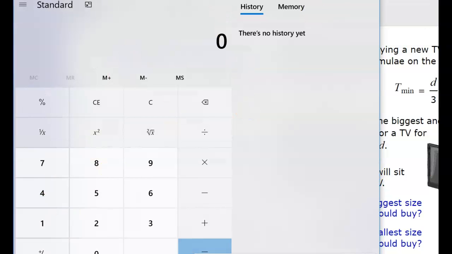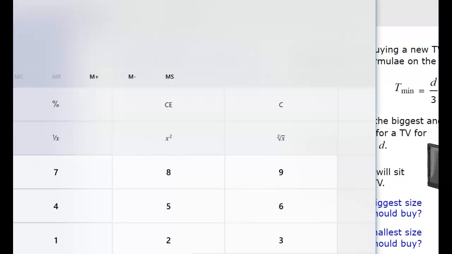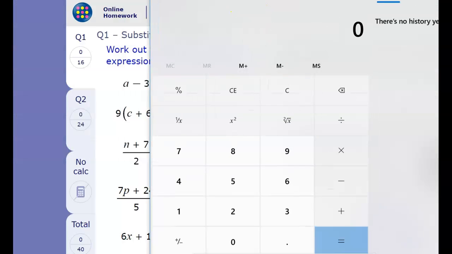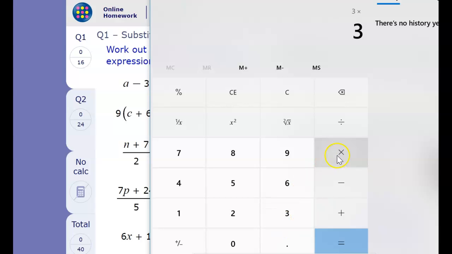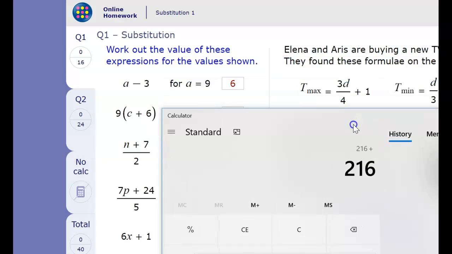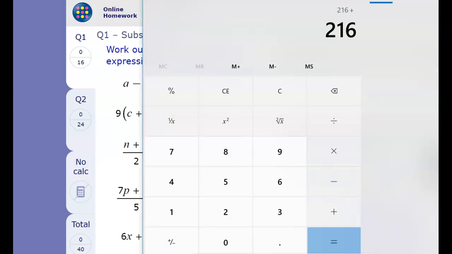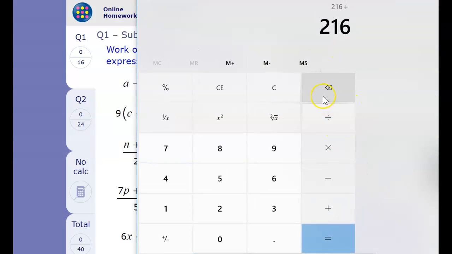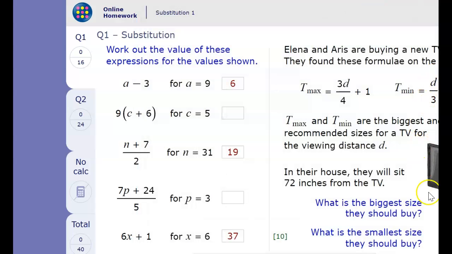Okay, so to do this, I do 3 times 72. 3 times 72 equals, and then plus, what was the formula again? Divided by 4 first, and then plus 1. So my maximum TV size there would be 55 inches.